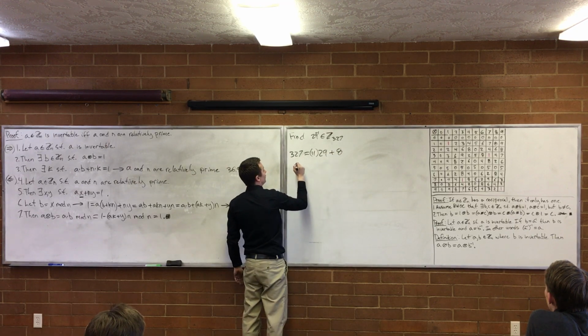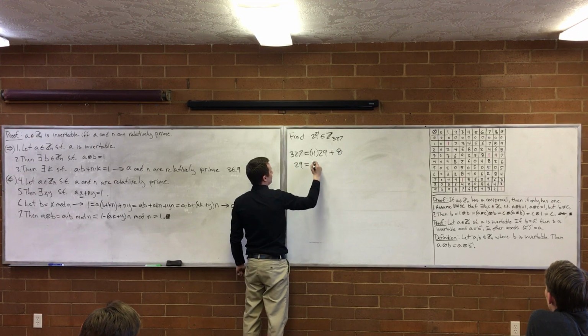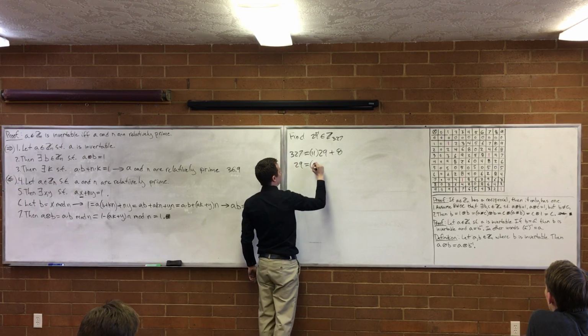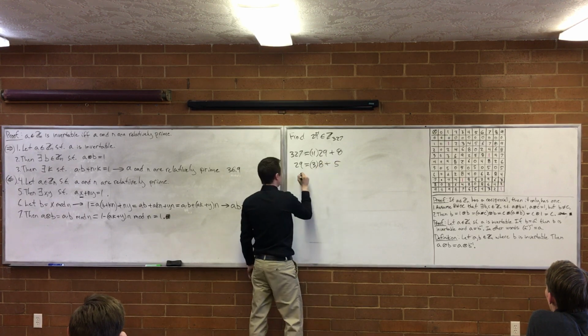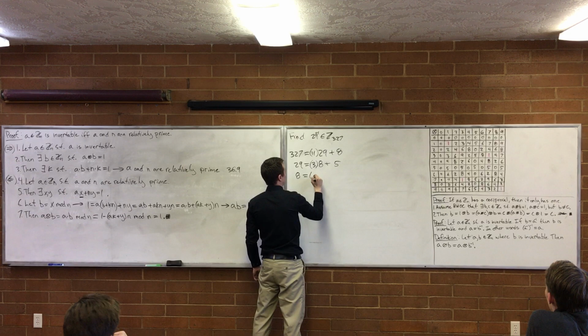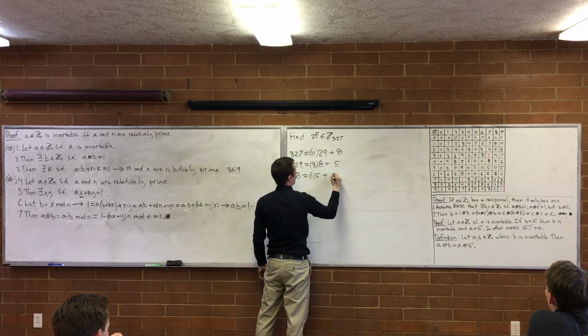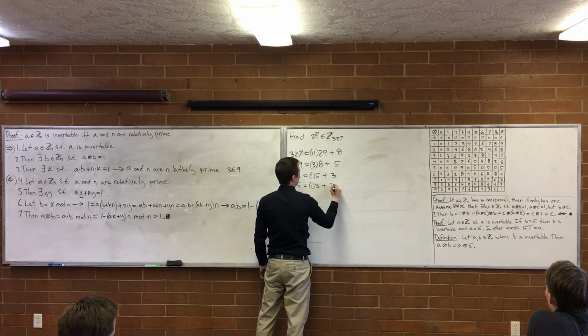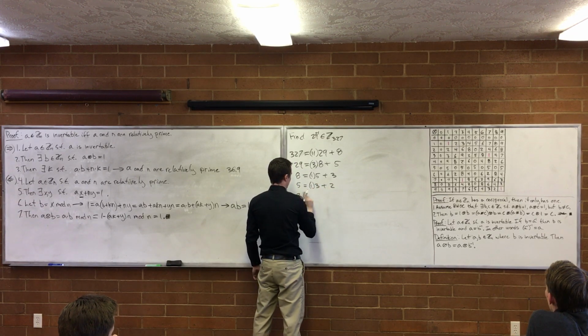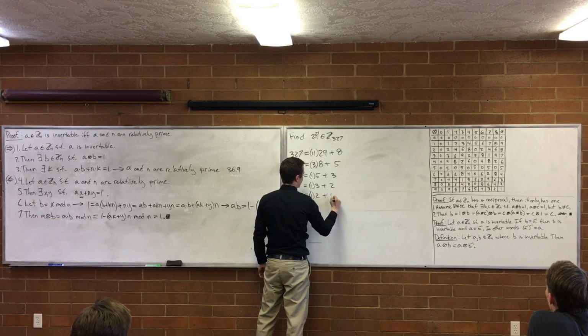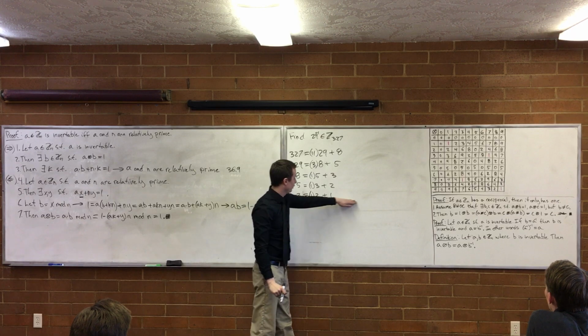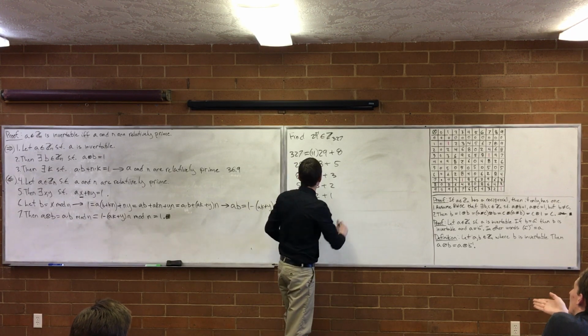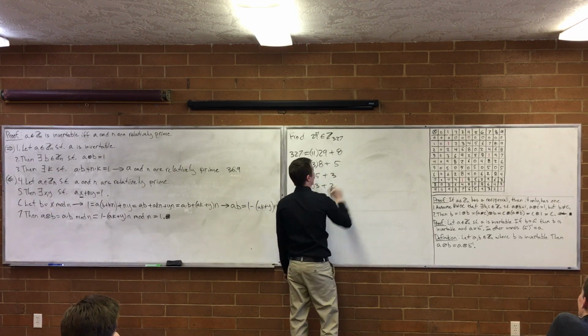Then we've got 29 is equal to 3 8s plus 5. 8 is equal to 1 5 plus 3. 5 is equal to 1 3 plus 2. 3 is equal to 1 2 plus 1. Now remember, we need to rewrite all these in terms of their remainders. So we know it is in fact relatively prime.